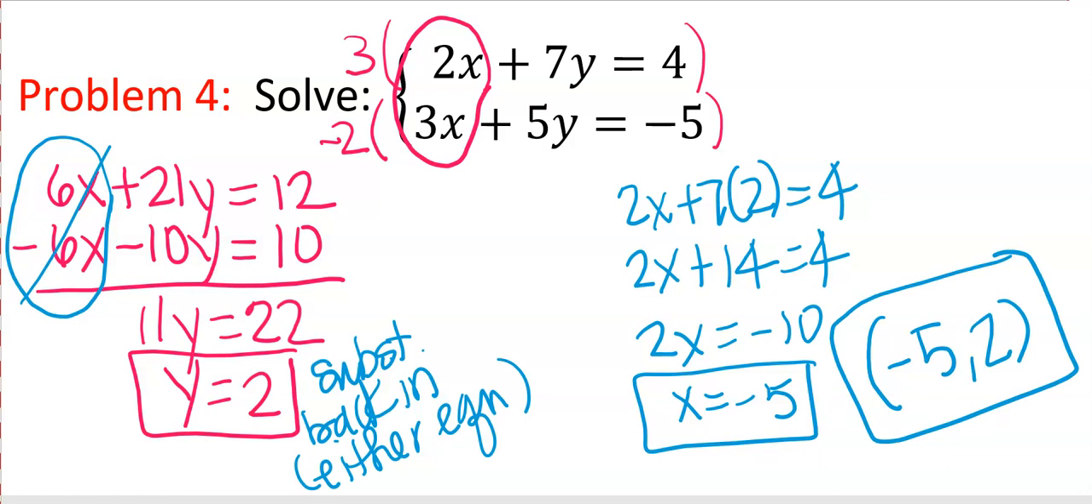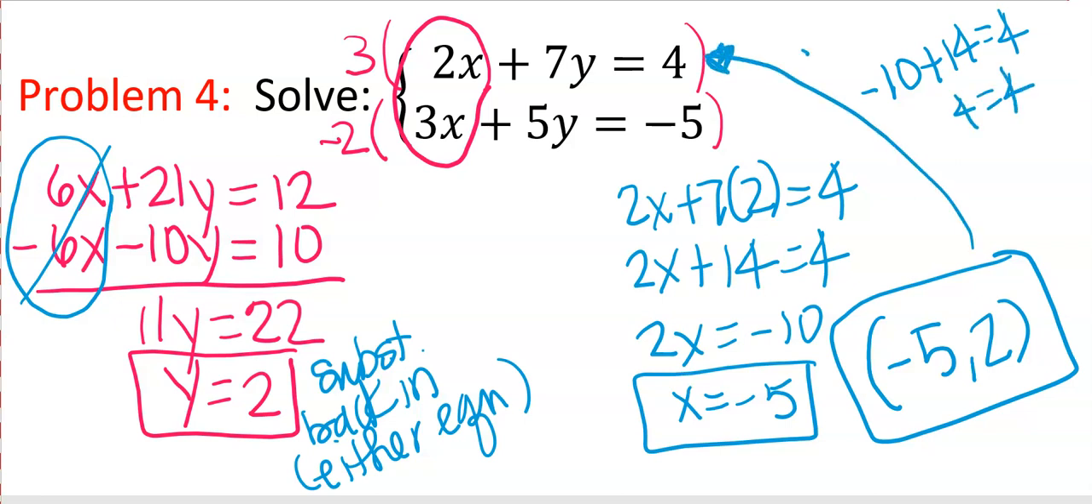And you can check it if you want to. Most of the time, if you get regular numbers, you're probably okay, but you might as well check it. So we get 2 times negative 5 would be negative 10. 7 times 2 would be 14. And then 4 equals 4 if I substitute back into that one.